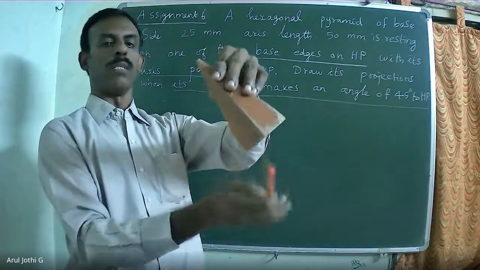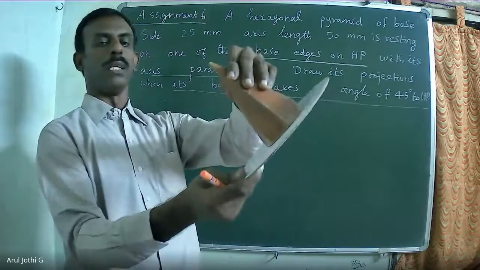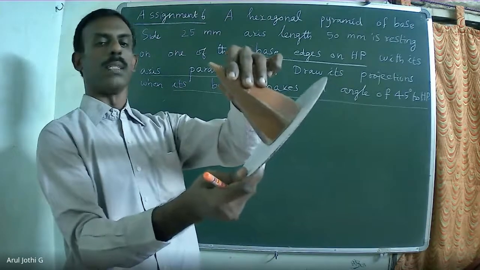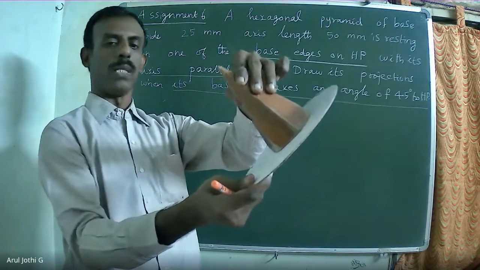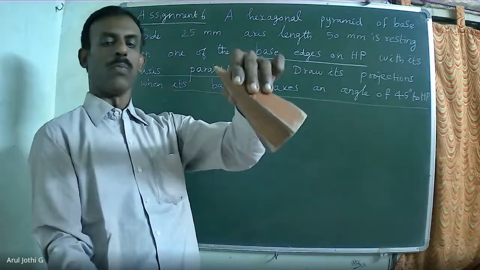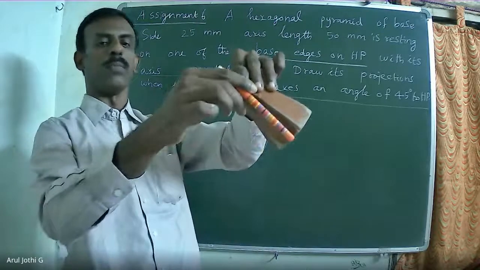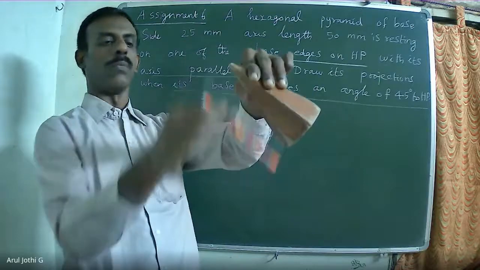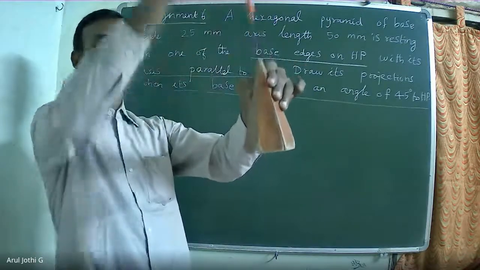Now look at the base. What is the orientation of the base? The base is inclined to HP and perpendicular to VP. This is the orientation of the base. So when we say that the base is inclined to HP, its axis will also be inclined to HP. So we know that for an axis inclined to HP, we have to assume the axis perpendicular to HP.